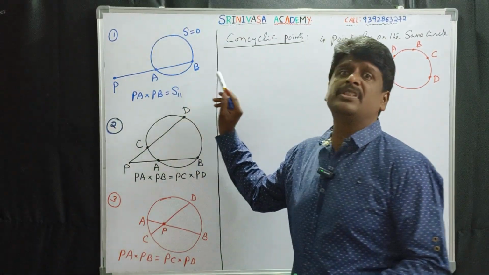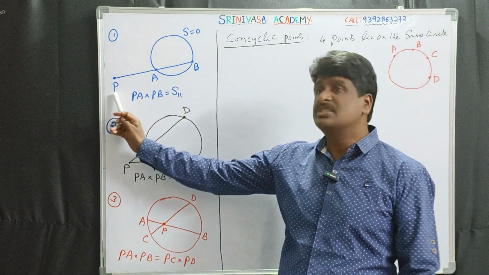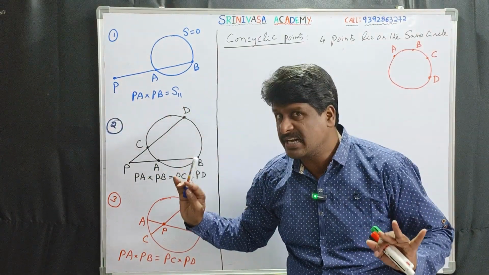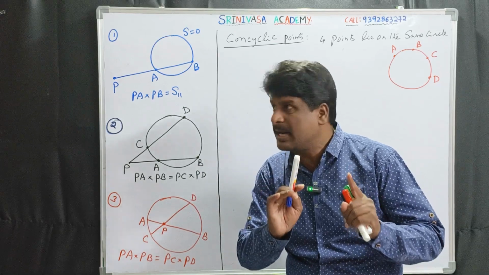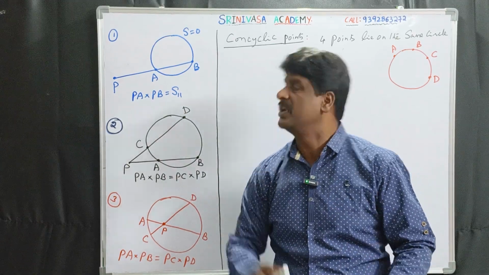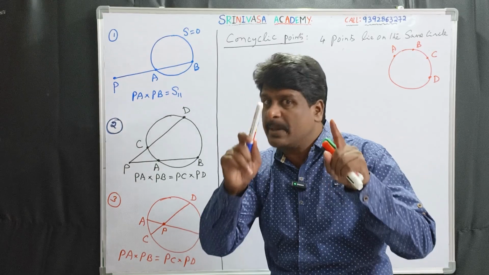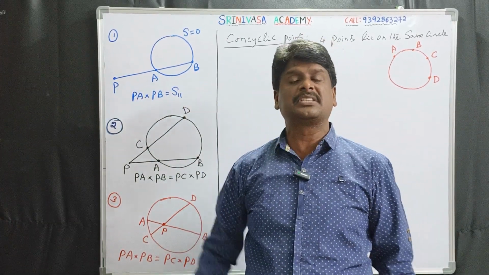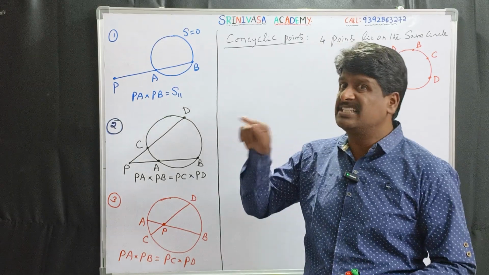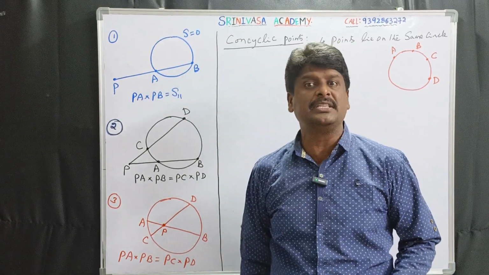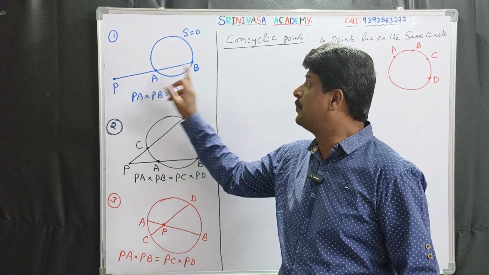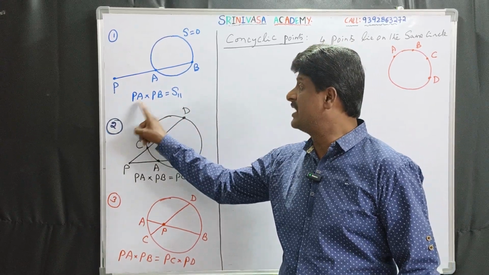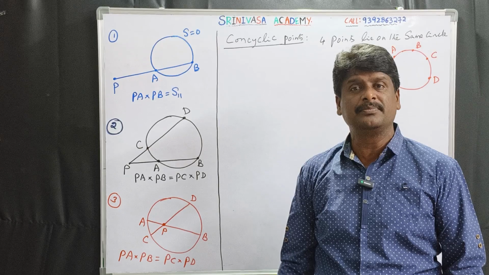We have one theorem that P is a point. Any point need not be an outside point of a circle. Don't think that P is an exterior point. So P is any point in the plane of the circle. If we draw a chord through P to the circle so that it is intersecting at 2 distinct points, PA into PB is the power of a point S11. We know very well that PA into PB is equal to S11.